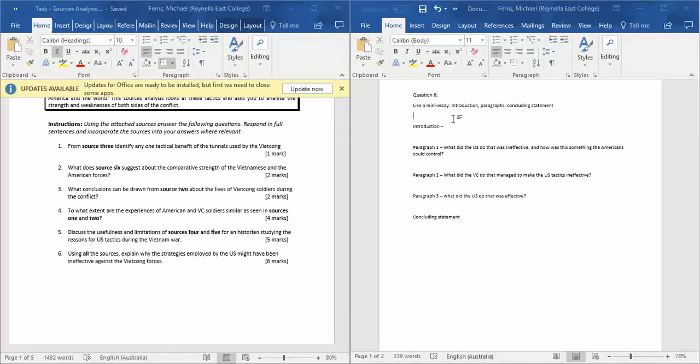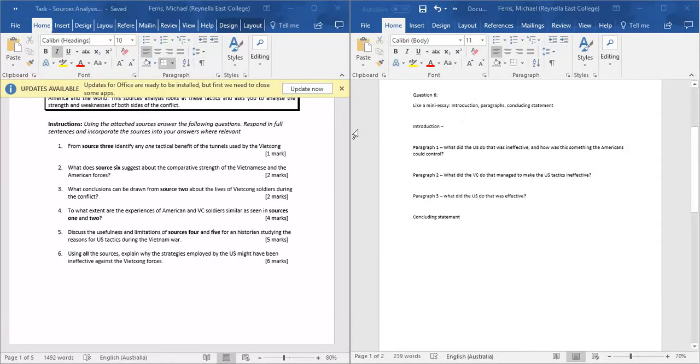In history, one of the best things that you can do is to discuss the proposition, this idea that the strategies that the US used were ineffective, and then also to consider other reasons why the US might have been ineffective. So what I'm going to suggest is that you write 3 paragraphs. And in the first one, what did the US do that was ineffective?